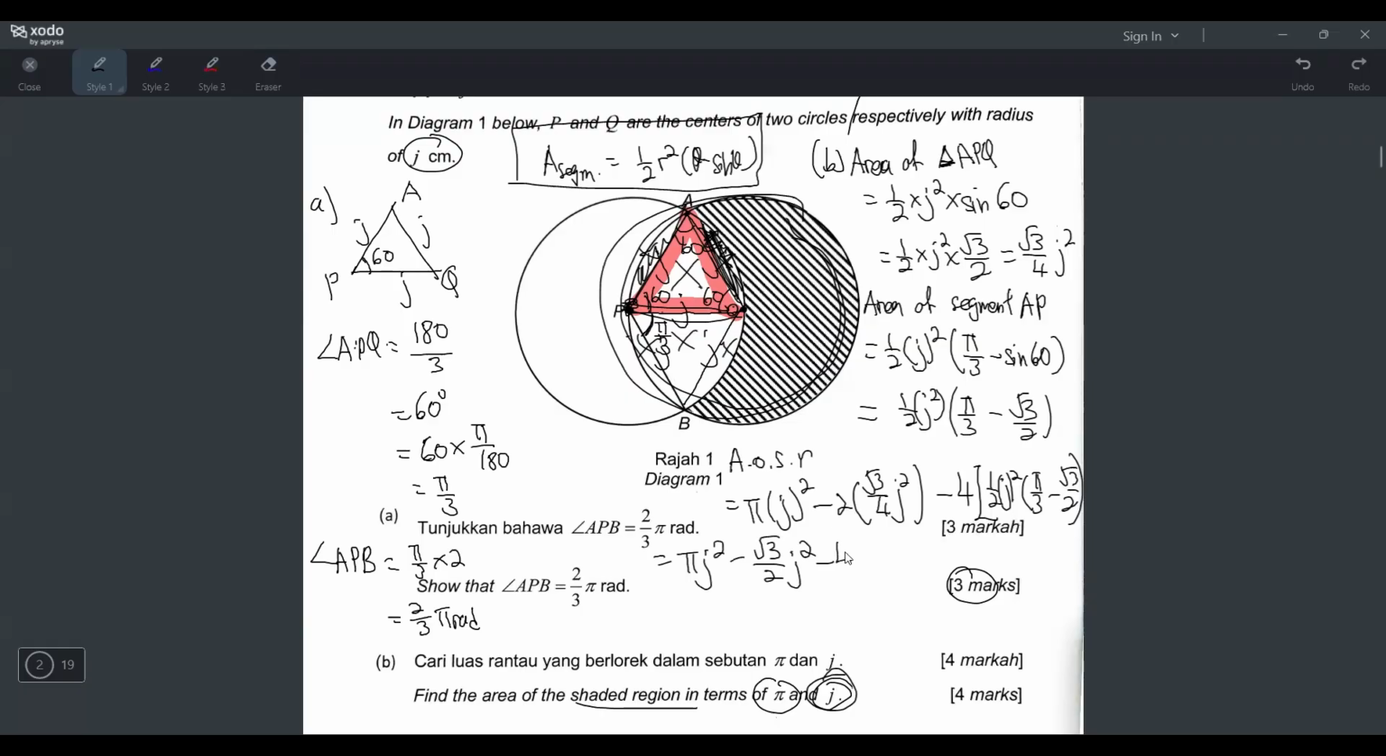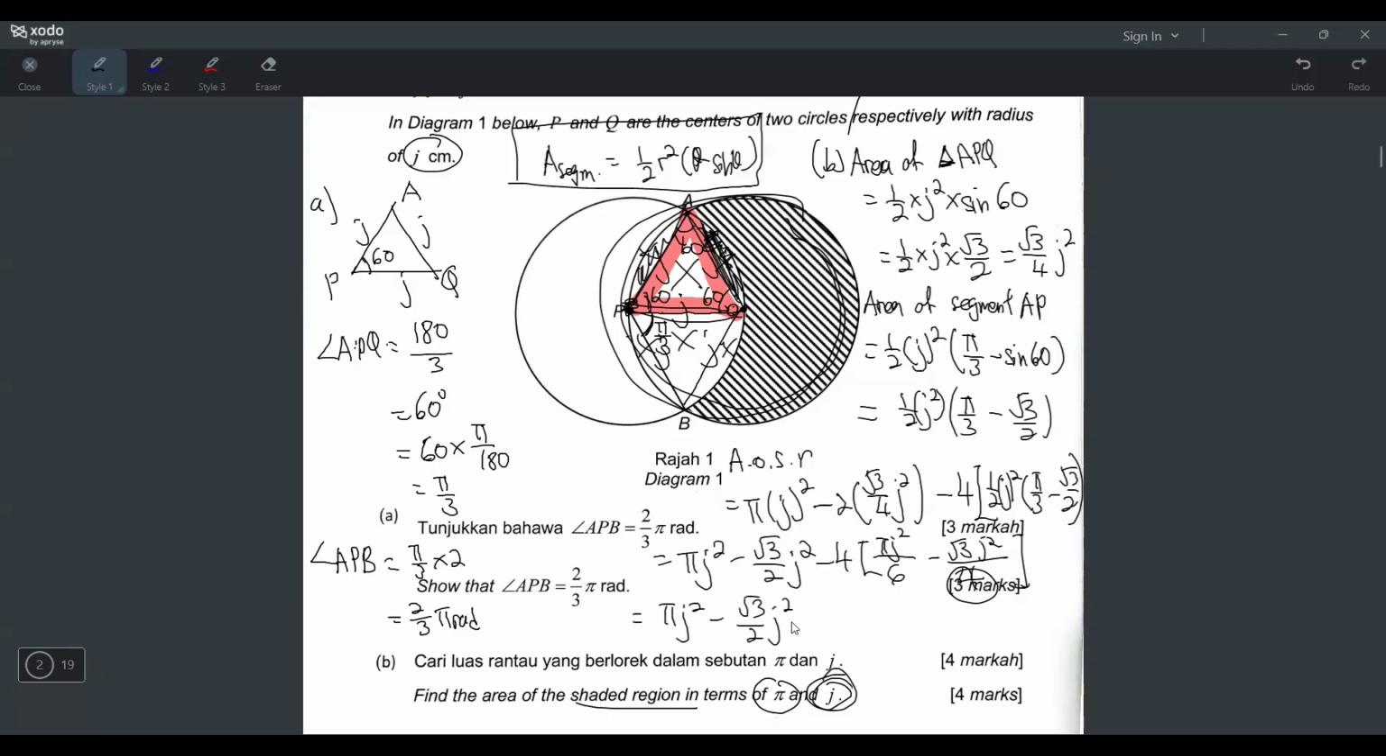Expand it down here. So it'll be 4. And then this one, when you expand, you become atas darab atas, bawah darab bawah. So it'll be pi j square over 6, because 2 times 3. Minus with, okay, do the same here. Sec 3 times j square will be sec 3 j square. And then 2 times 2 is just over 4. Like this, right? Okay, now it becomes pi j square minus sec 3 over 2j square.